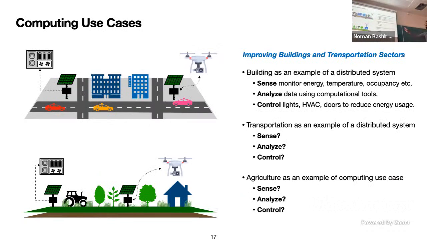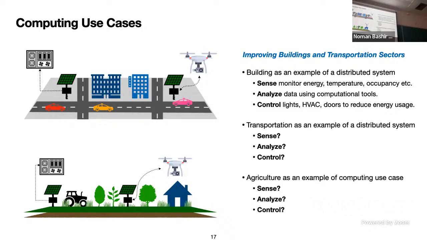Okay, so these are just two use cases. The first one at the top is improving building and transportation sectors. Think of these applications in three steps: sense, analyze, control. For example, in buildings, you will have sensors enabled by computing that monitor energy consumption, the temperature of the home, and the occupancy, whether there is anyone in the room or not. And then you use computational tools to analyze the data generated from these sensors.